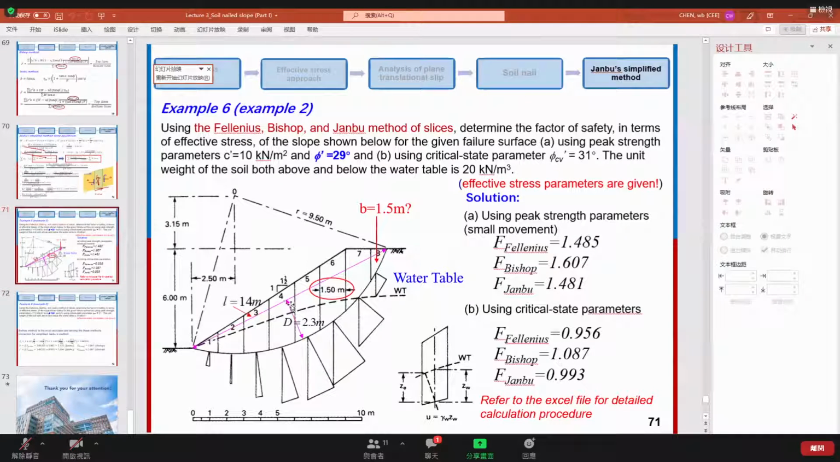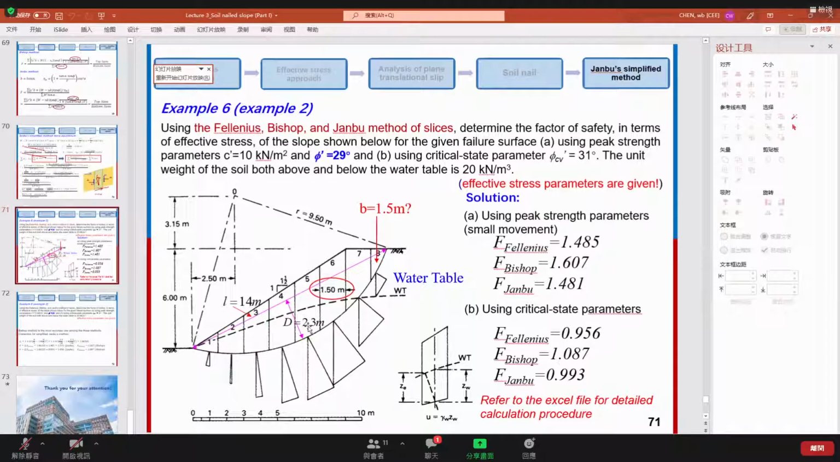This is the D. L is the length connecting the ending point, the most left-hand side point and the most right-hand side point. The length of this one is equal to 14 meter, and D is the maximum value, the distance between this connecting line to the failure surface at the middle point. This is the maximum value, D, 2.3 meter.